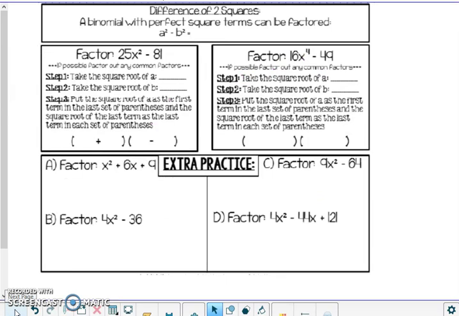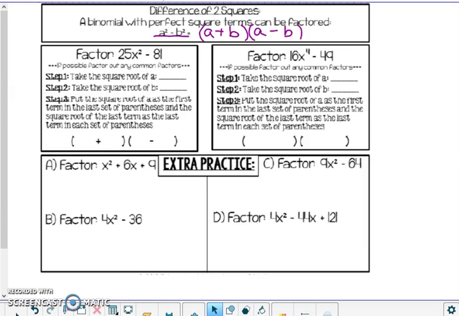Now, perfect squares are not the only polynomials that are considered special cases. We also have the difference of two squares. Now, that is going to be represented as a binomial with two perfect square terms that can be factored. So we have a squared minus b squared here. And the way that's going to factor is the first thing you should do is go ahead and draw two sets of parentheses. The first one can be plus, and the second one will be minus. And we're going to have a plus b and a minus b. Now, it doesn't matter, of course, which one's plus, which one's minus, because multiplication is commutative. That means it doesn't matter what order you put the factors in.